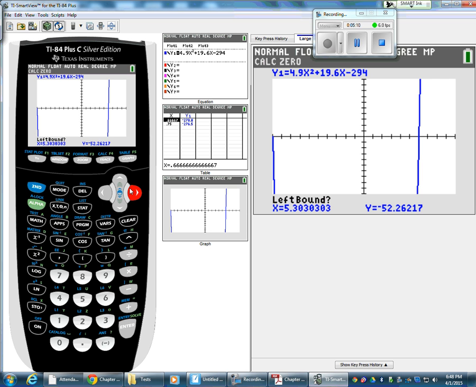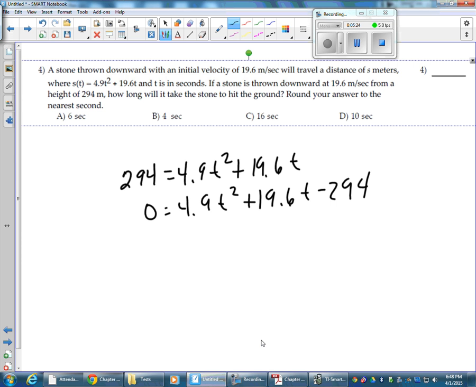So I'm going to have a left bound right there. Then I'll move over and get a right bound. And I'll ask it, where is that 0? It's when x is 6. So after 6 seconds, that's how long it would take to hit the ground. All right, good job. That's easy. You could also do quadratic formula and you'll get 6 seconds.